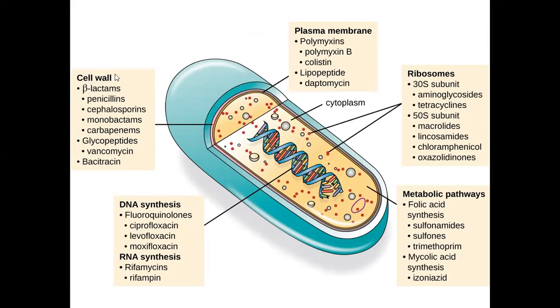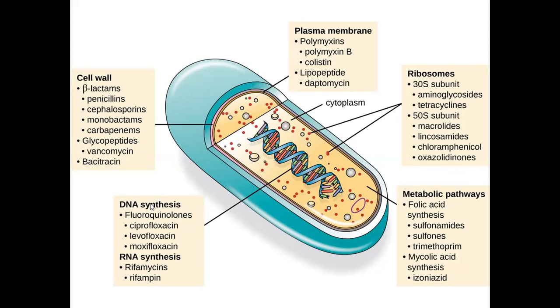Cell wall destroying antibiotics are beta-lactams, glycopeptides, and bacitracin. On the plasma membrane act polymyxin and lipopeptide. To the protein synthesis act such antibiotics as aminoglycosides, which connect with the small subunit of the ribosome and stop protein synthesis. And with the big subunit of the ribosome interact macrolides, lincosamides, chloramphenicol, and oxazolidinones.